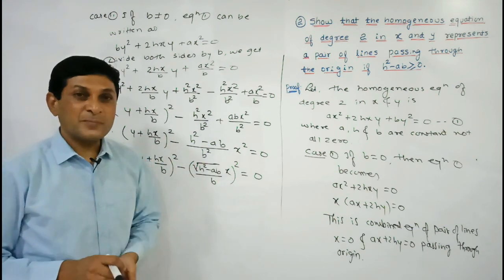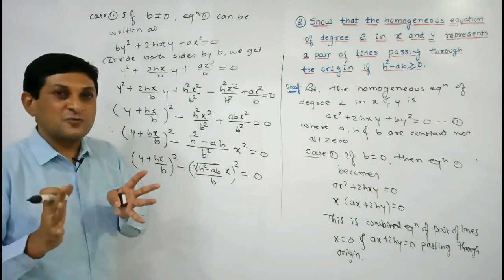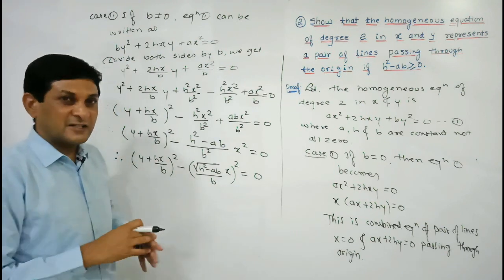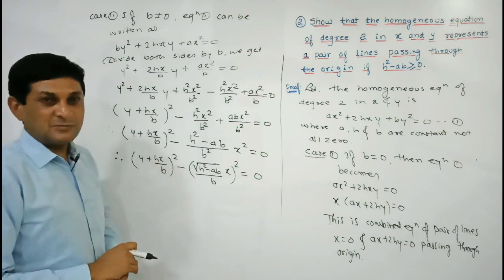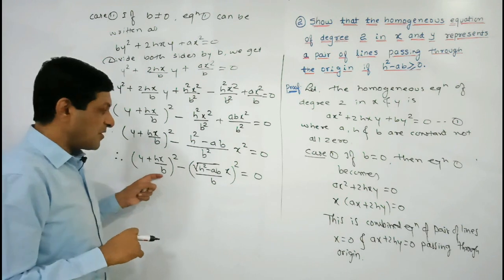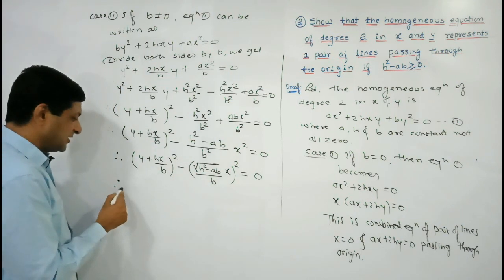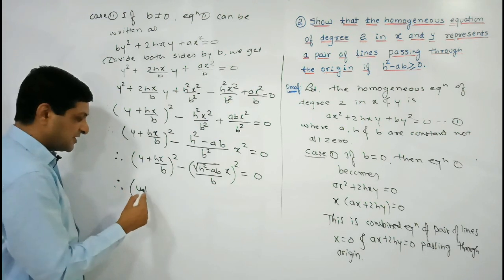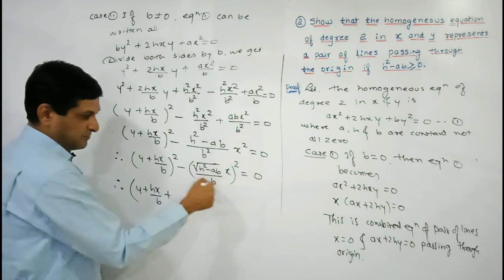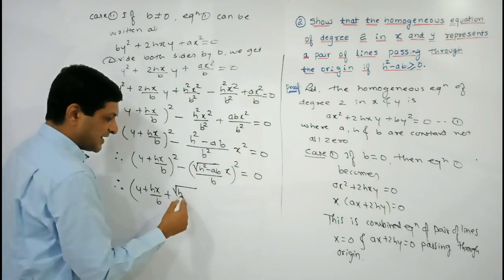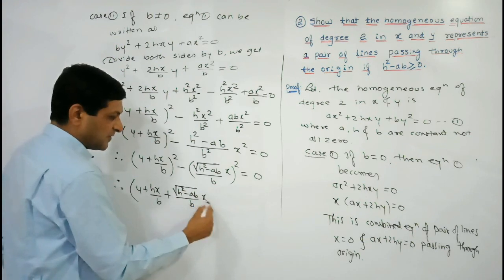What are the factors of a square minus b square? A plus b into a minus b, means we are trying to find out factors, and to find out the factor we are using the method of factorization, and that's why we have arranged the term in the form of a square minus b square, and we know that its factors are a plus b into a minus b. A means what here, y plus hx upon b, this is a, plus b, b is what here, under root h square minus ab upon b into x.